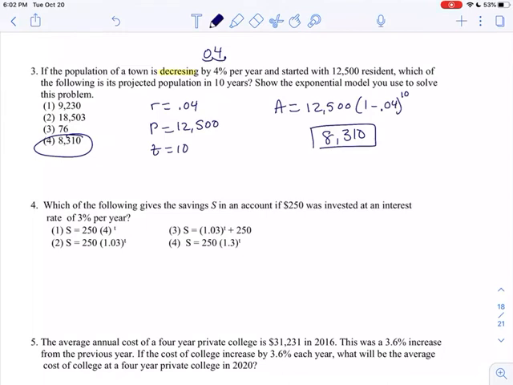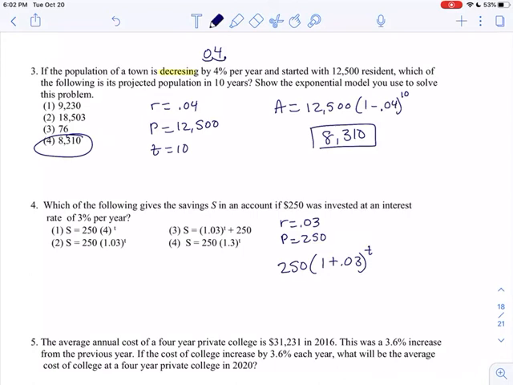Okay. Which of the following gives a savings S in an account if $250 was invested at an interest rate of 3% per year? So then my rate is 0.03. My principal was $250. And I don't know the number of years. I'm just writing the equation. Okay, so let's look at these. I'm doing growth. So it's 250 times (1 plus 0.03). And the only thing I'm missing is the time. I don't have the time.